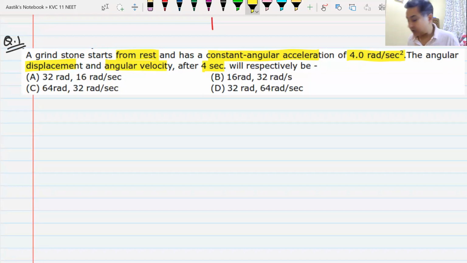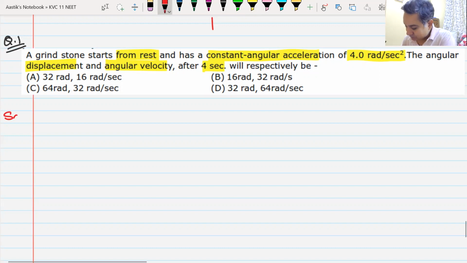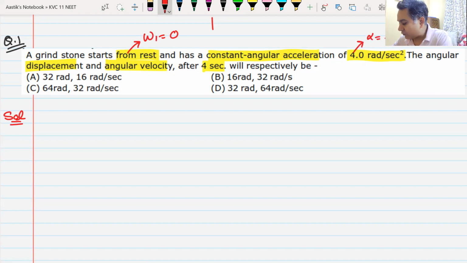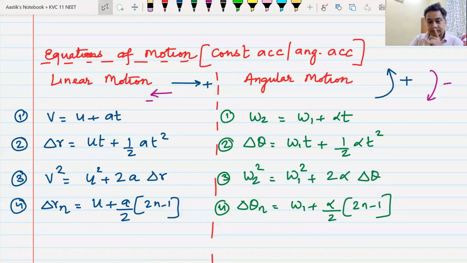Okay, then I must tell you how to solve it. What are the things given here? It starts from rest, so initial angular velocity is 0. Acceleration is given as 4, and time is given as 4. I have to find out the angular velocity. How will I find the angular velocity? Which equation should I use? Anyone knows it?